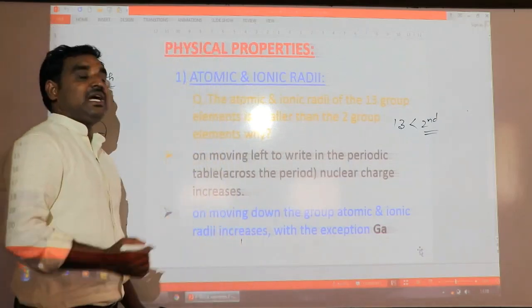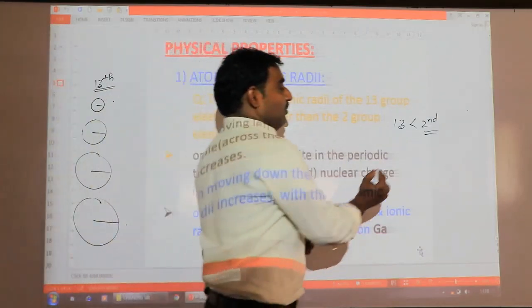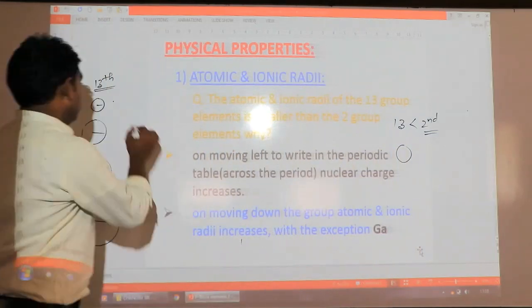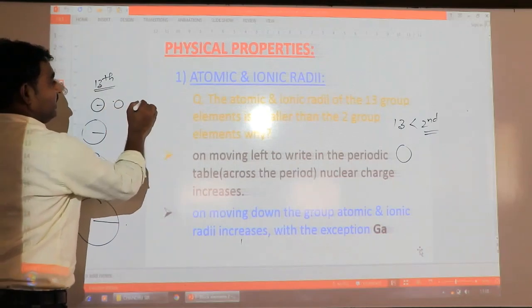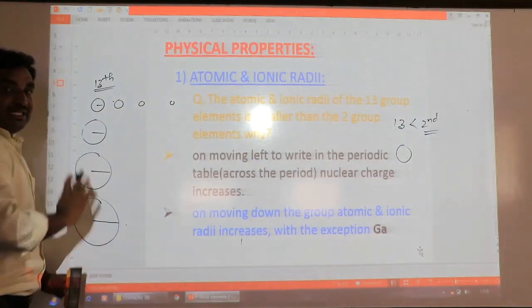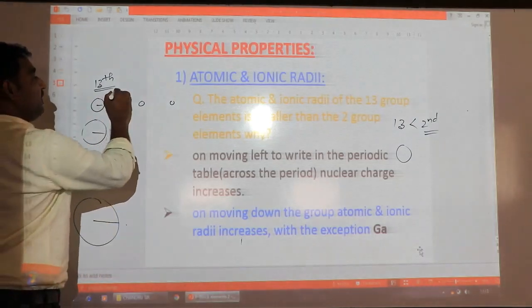So the point is that as we move from left to right in a periodic table, size decreases. Left to right, size decreases; top to bottom, size increases. Here will be the second group element.